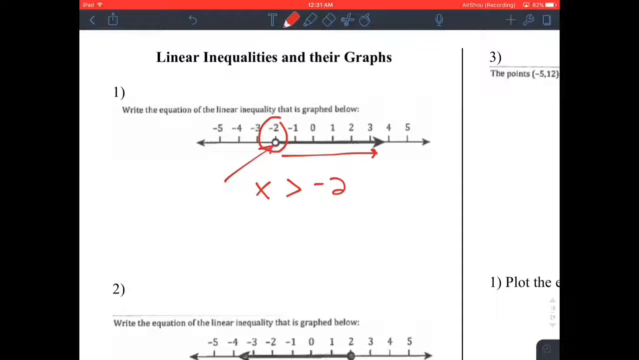Since this is an open circle, we're just going to have a greater than. If it was a closed-in circle, it would be equal to. But it's not closed in. So this is just x is greater than -2, which is red. X is greater than -2.